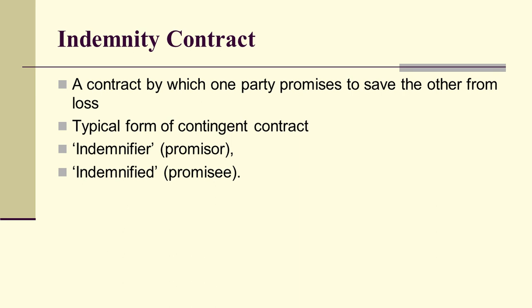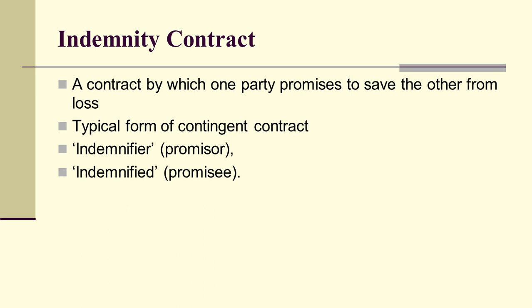So if the products reach Kabul safely, then Ali will pay the full price of the products to Ahmad. If Ahmad fails to reach the products to Kabul safely, then Ali is not liable to pay the price of those products to Ahmad. So this is called a contingent contract.